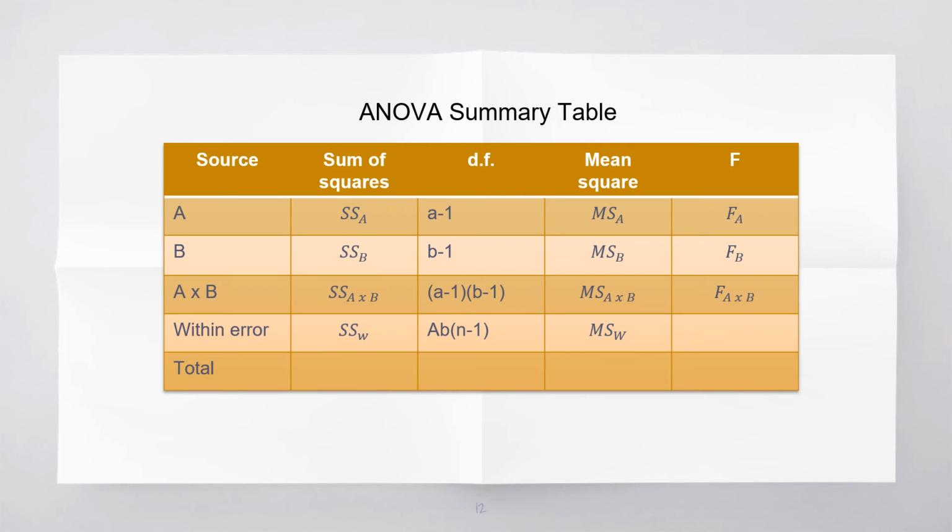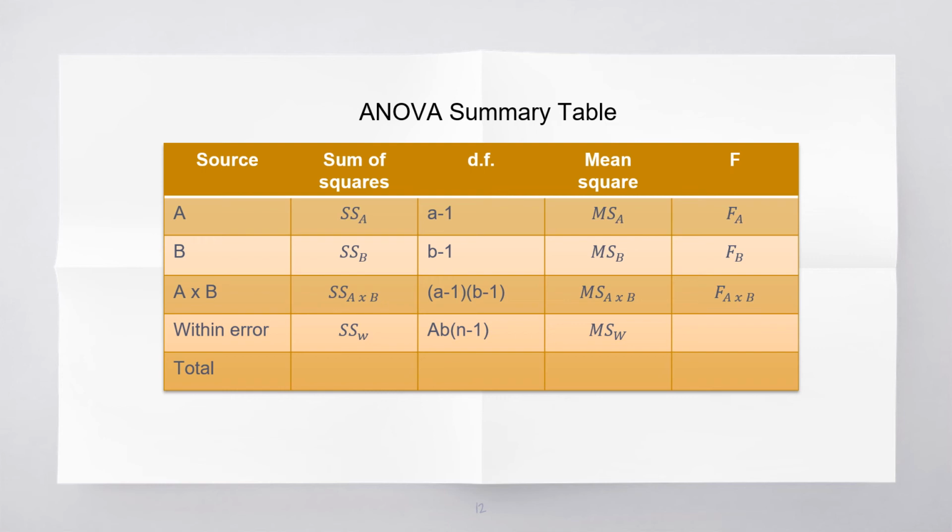This is the ANOVA summary table. We have the columns for source, sum of squares, degrees of freedom, mean square, and F-test. In sources, we have A, B, A times B, within error, and total. For the source A, the sum of squares is SS sub A, degrees of freedom is A minus 1, mean square is MS sub A, and F-test is F sub A. For B, the sum of squares is SS sub B, degrees of freedom is B minus 1, mean square is MS sub B, and F-test is F sub B.